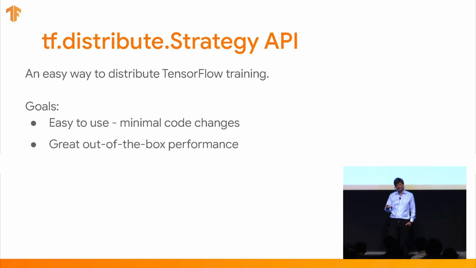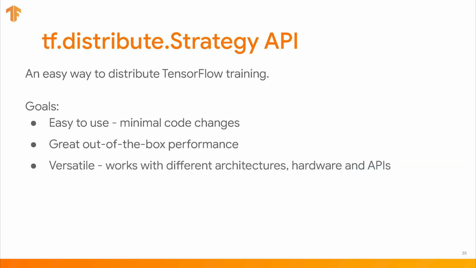It should also provide great out-of-box performance. This means that the performance that you get out of using distribution strategy should be close to the performance you would get if you were manually targeting a specific architecture with your implementation. And finally, it should be versatile. So it should support different types of architectures, different types of hardware, and different types of APIs for your input pipeline or model.